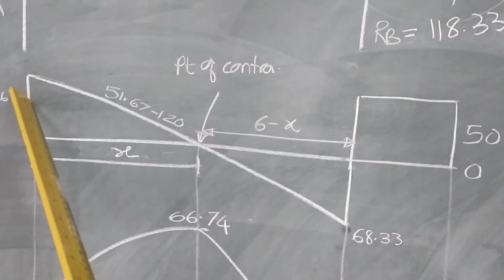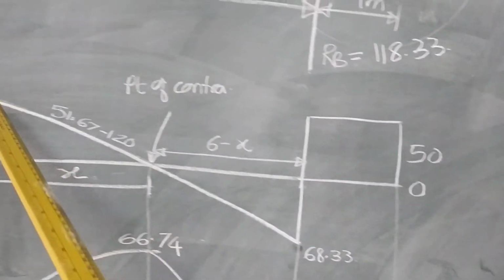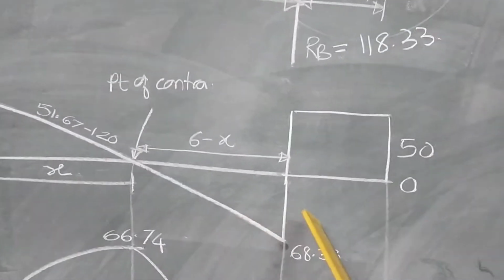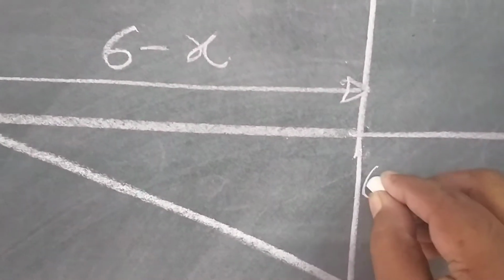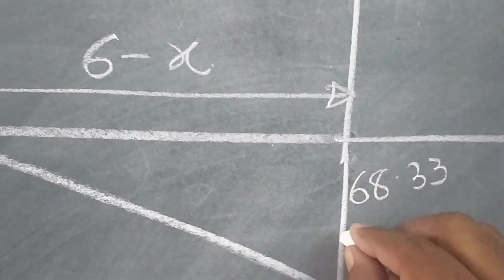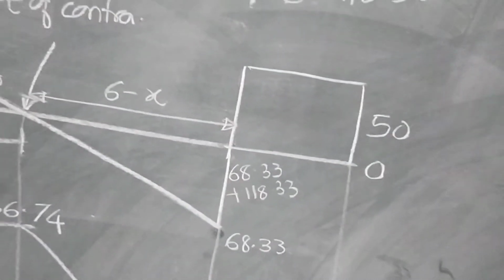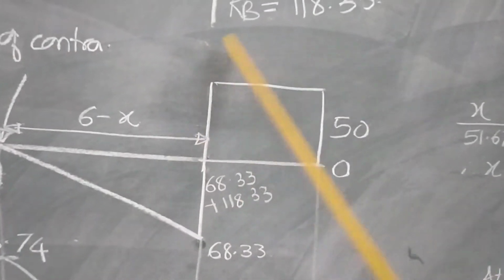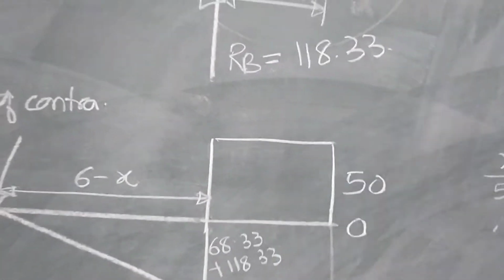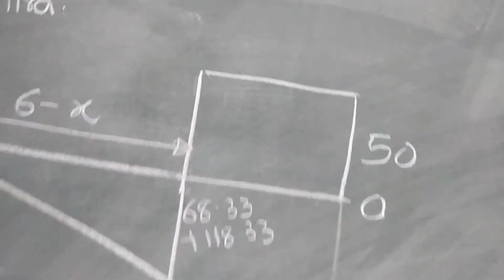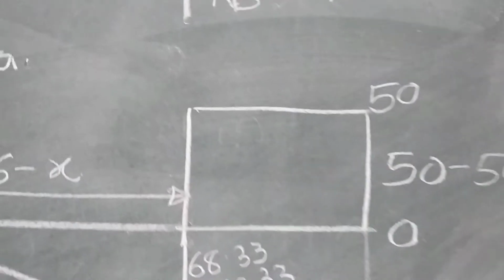So joining this 51.67 and 68.33 with inclined straight line, we will get these two triangles. Then at point B, minus 68.33 plus 118.33, you will get plus 50. So plus 50 to point C, no load, and this is a point load of 50. So 50 minus 50 is 0. So you will get 0 at point C.